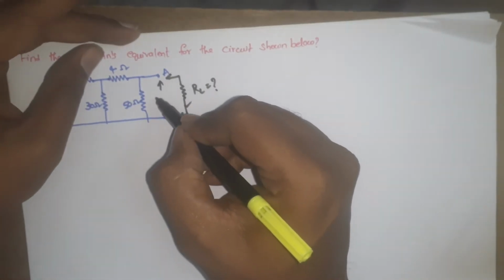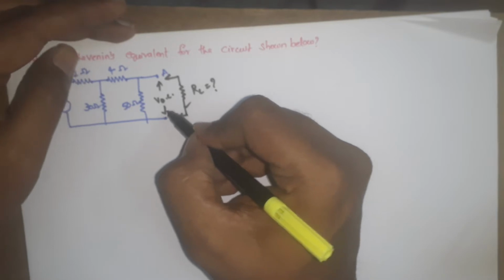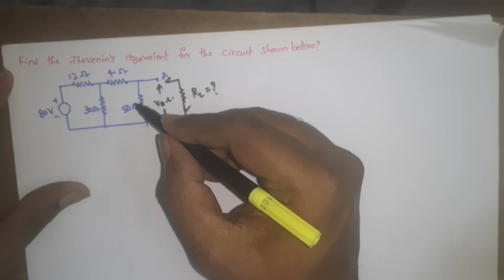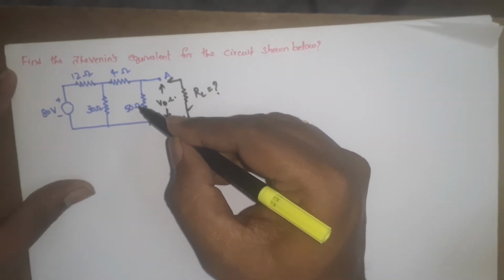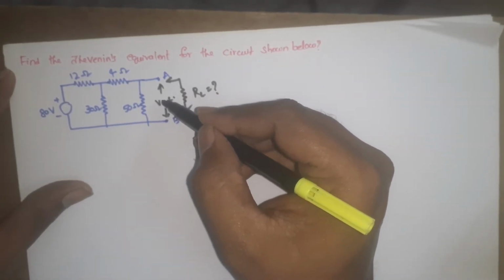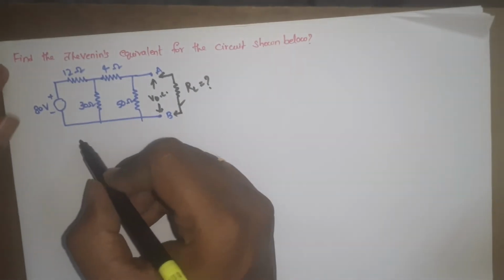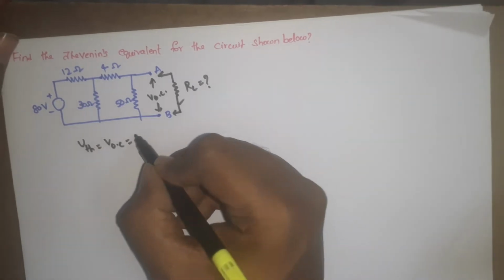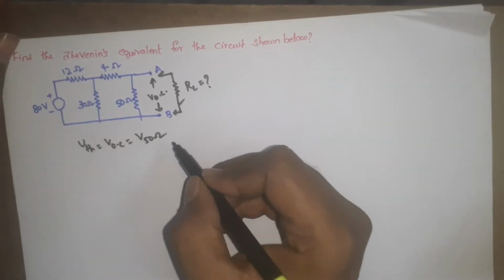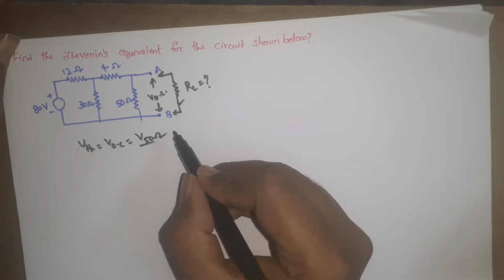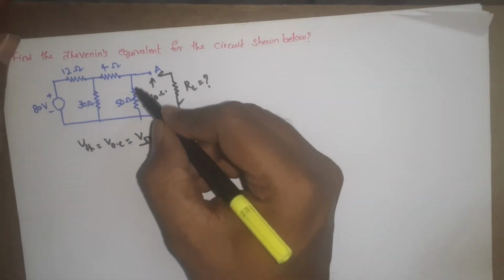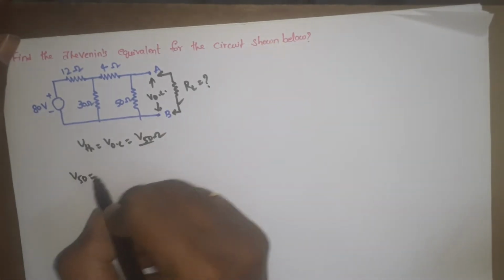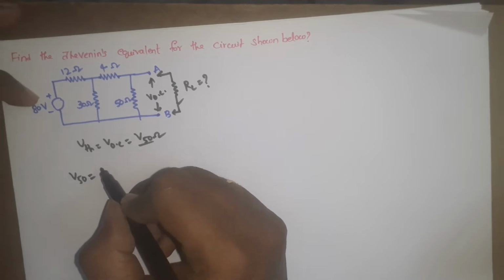So we are going to find the voltage across this open terminal. For that we know that the voltage present across this 50 ohm resistor is the voltage across this open terminal. So we write VTH equal to VOC equal to voltage across the 50 ohm resistor. By using the voltage division rule, the voltage across the 50 ohm resistor can be found by the following formula.